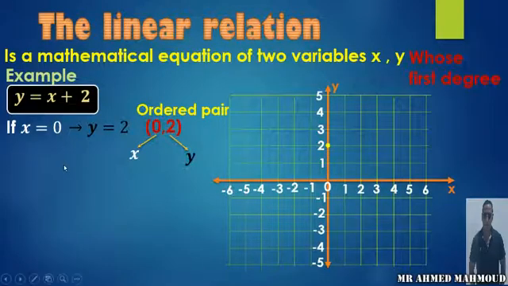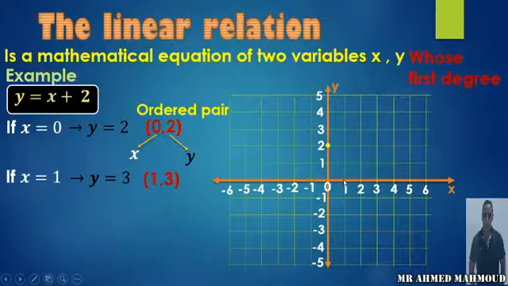Another example. If x takes a new value, 1 for example, then y will change according to the change of x. It will be 1 plus 2 equals 3. Then y equals 3 in that case. We can put 1 and 3 inside a bracket like this, and I can represent (1, 3) on the graph. x equals 1 and y equals 3. Here x equals 1, up to 3, at this position like this.